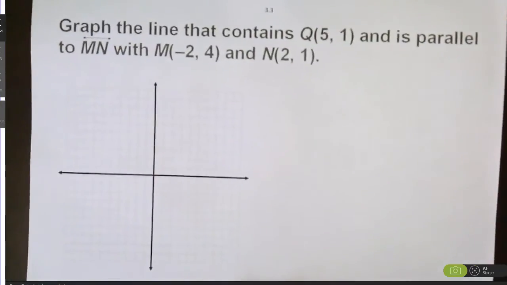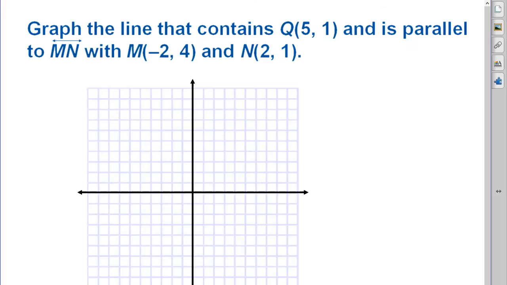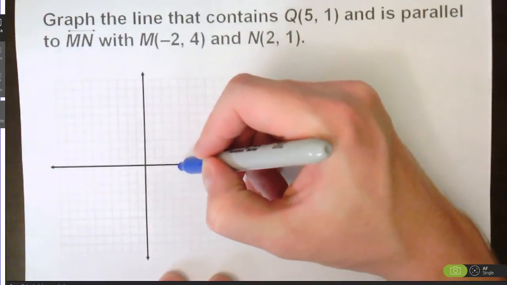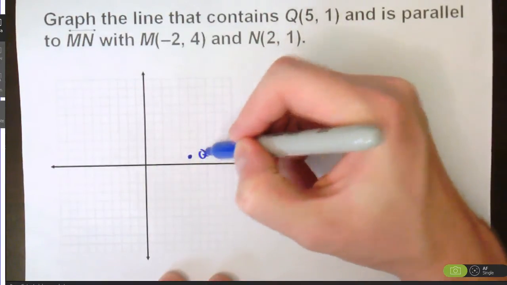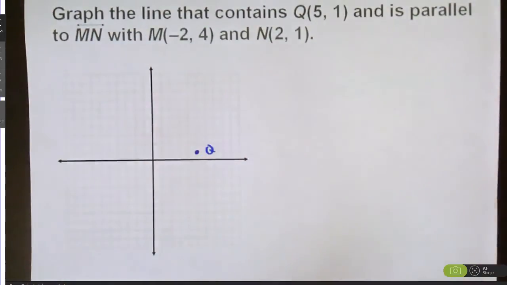Okay. Now, last example is a drawing thing. I want to graph the line that contains the point Q at 5, 1, and is parallel to MN, if M is at negative 2, 4, and N is at 2, 1. So first of all, point Q is at 5, 1. So I'll plot 5, 1. So 1, 2, 3, 4, 5, 1. So there's point Q at 5, 1. Hopefully that comes out on your screen. If not, just count it over 5, up 1.